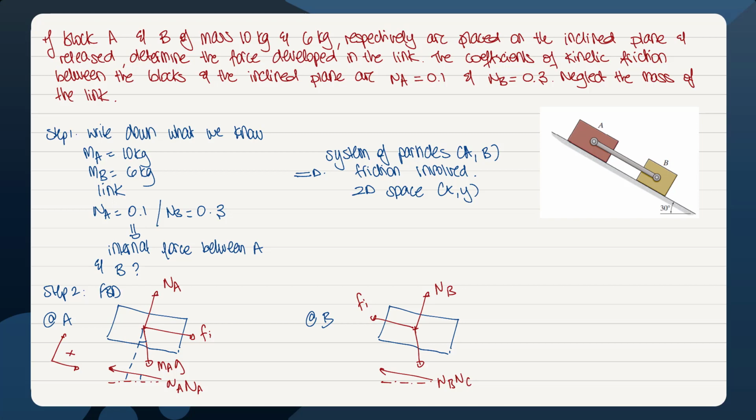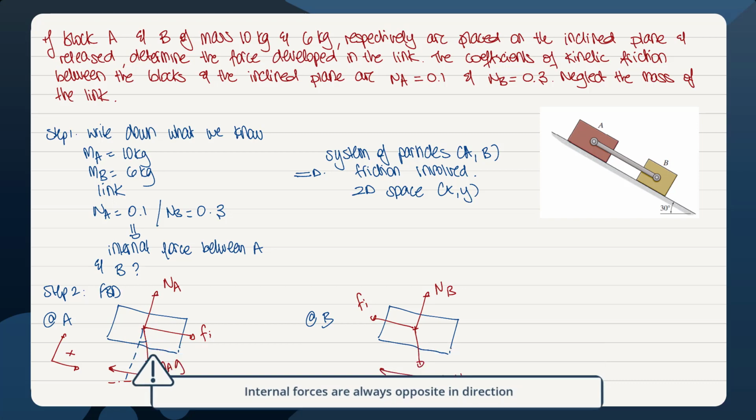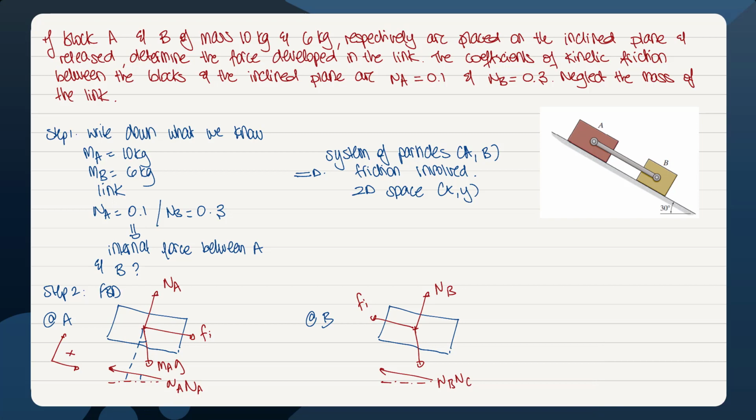Now notice Fi here is not towards the right in the positive sense, because you should always remember internal forces are always opposite in direction. So if you cut the link in half and you look at the two forces that are being developed on the left and on the right, they always need to cancel out. So if I have selected Fi for A to be towards the right, Fi for B must be towards the left. You won't get the correct final answer if you've written Fi towards the right as well for B, because it's not consistent with what we know. So internal forces are always opposite in direction.